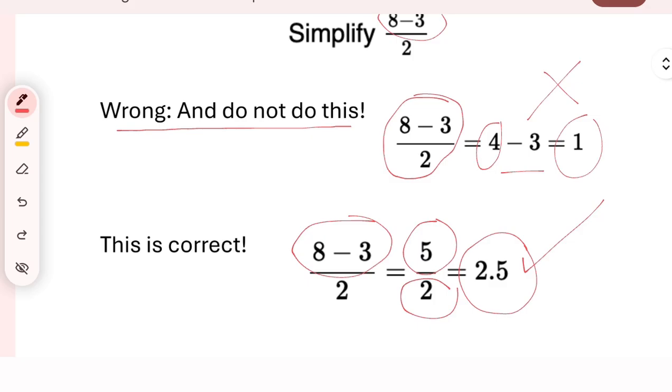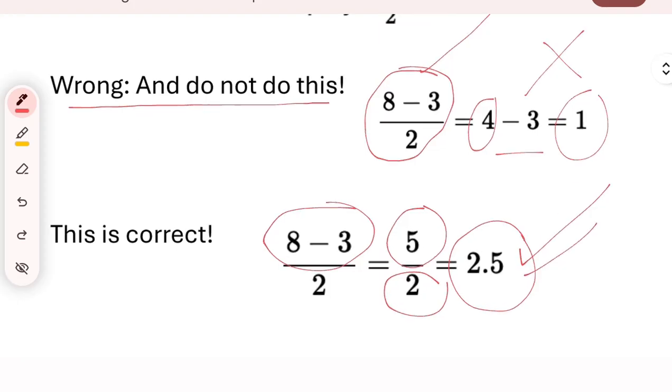Right? So this is crazy. If you do it like this, it's so crazy, but I've seen something like this happen before. Please don't do that. Do not divide 8 by 2 first, because you need to subtract 8 minus 3 first, then you divide the answer by 2. The answer is 2.5.